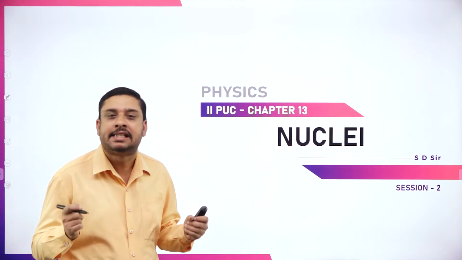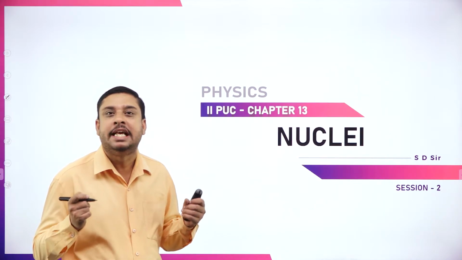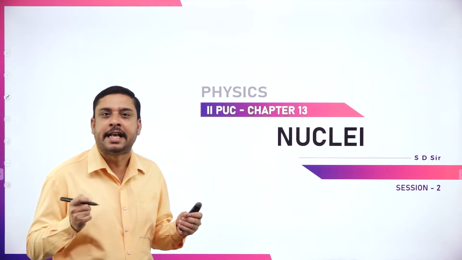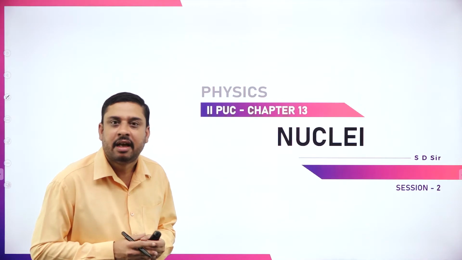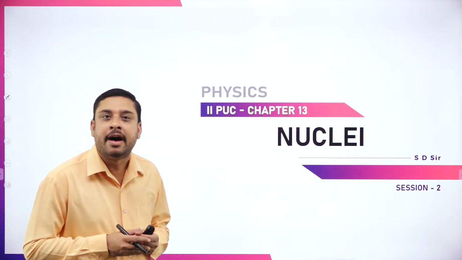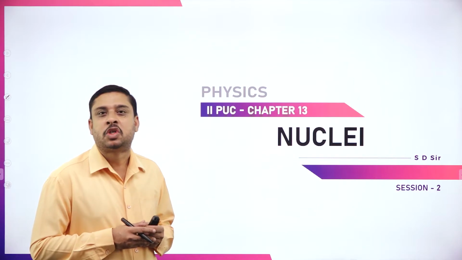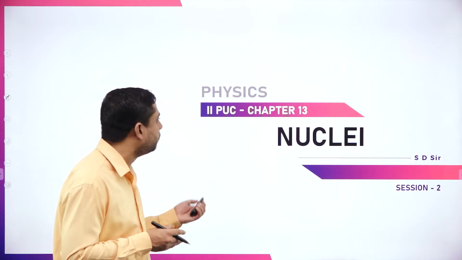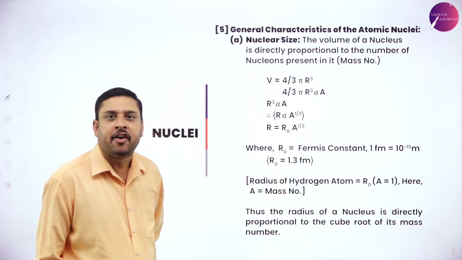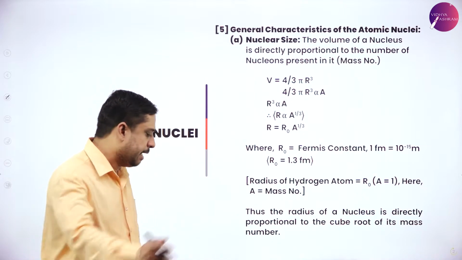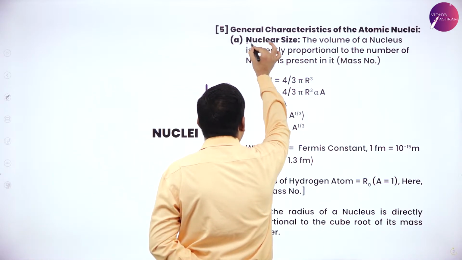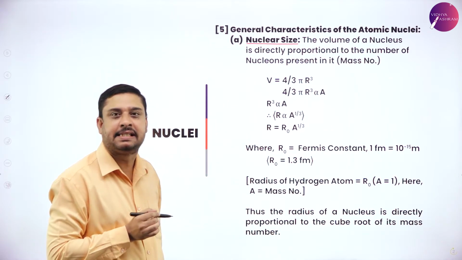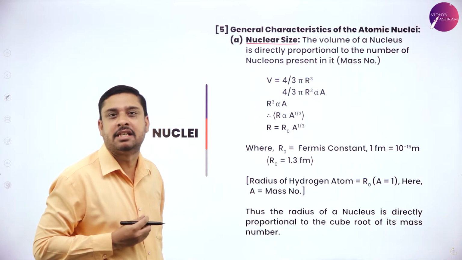We try to understand what is nuclear size. We try to understand what is nuclear mass and give a concrete description to the density of the nucleus. Now, the first characteristic that we study is called nuclear size, the size of the nucleus.